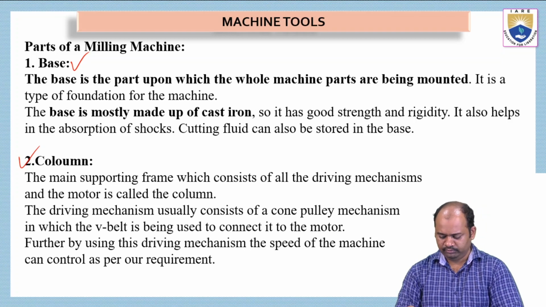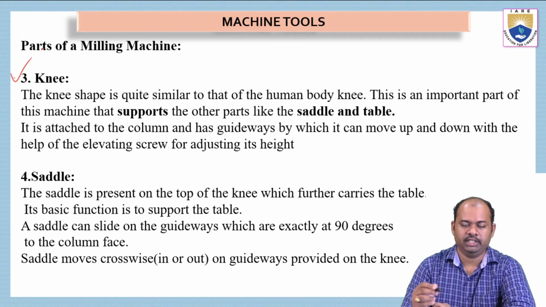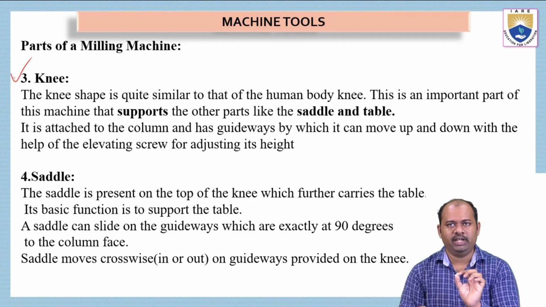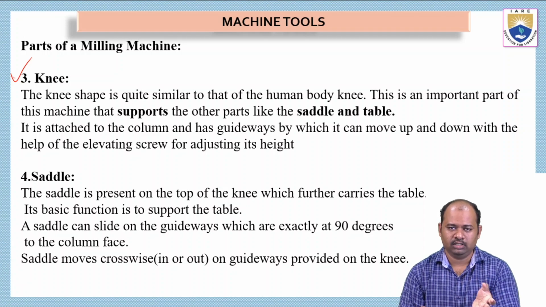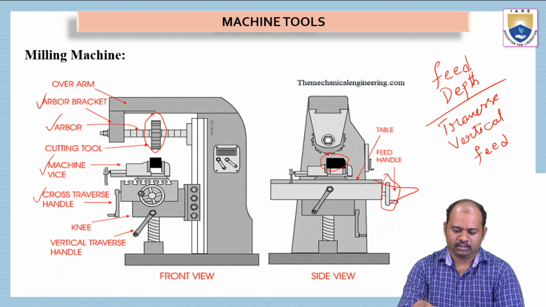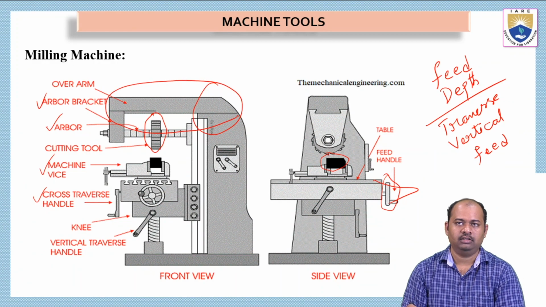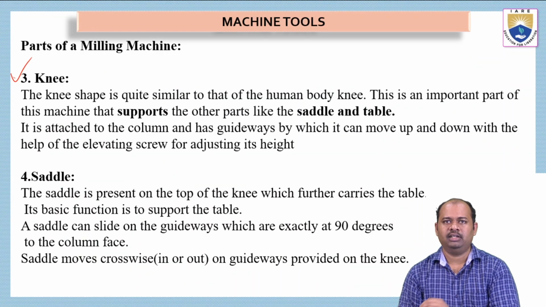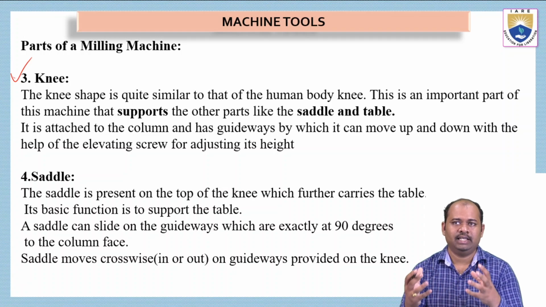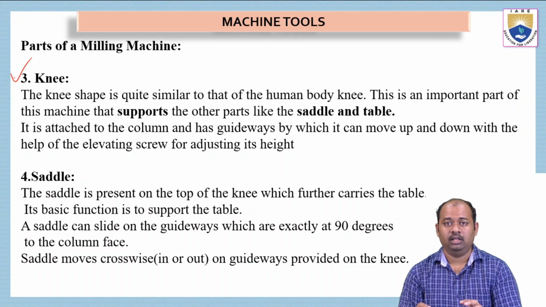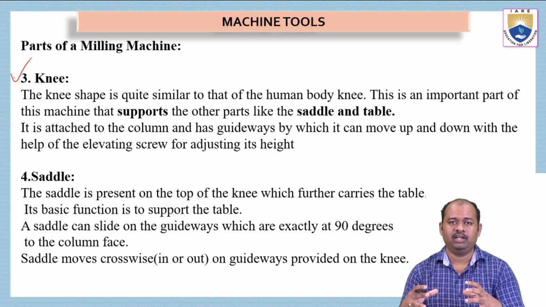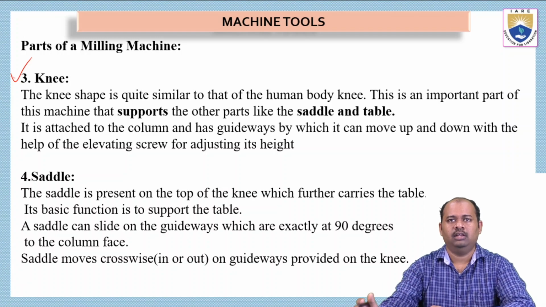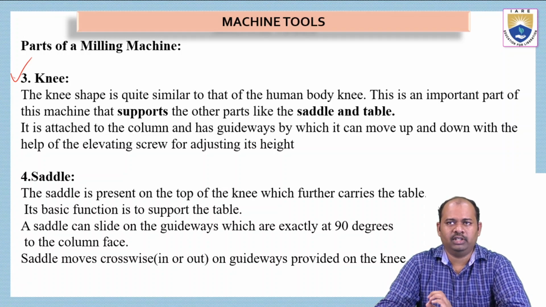And then the third part is the knee. The knee shape is quite similar to that of a human knee. You can see in this picture, this part is called the knee. This entire part is very similar to a human knee. The function of this knee is important: it supports the other parts like the saddle and table. The saddle is the part on which we will mount the workpiece, and the table is also responsible for the feed movement. So the knee supports the saddle and table.